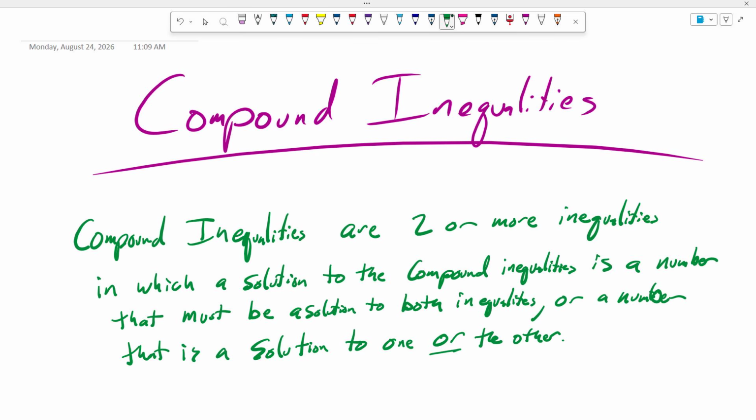And then there are two different types. One's called an OR, one's called an AND compound inequality. For the AND compound inequality, a number is a solution if it's a solution to both inequalities. That's the AND. And for the OR inequality, a number is a solution to the compound if it's a solution to one or the other inequality. So let me give you an example.